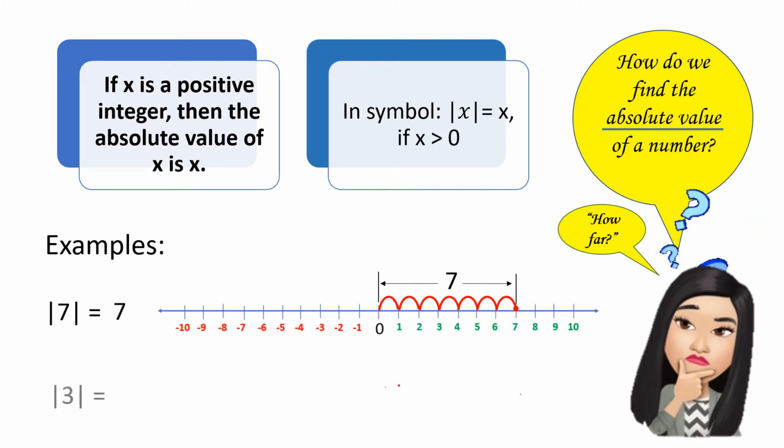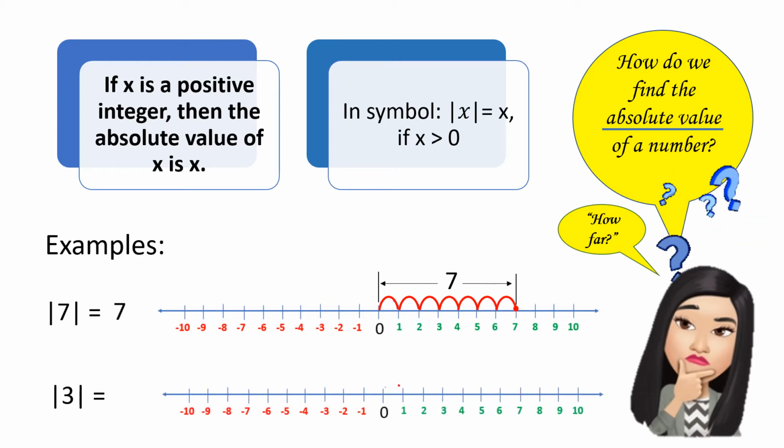Let us try another one. What's the absolute value of positive 3? Using the number line, let us count from 0. 1, 2, 3. So the distance of positive 3 from 0 is 3 units. So the absolute value of 3 is equal to 3.